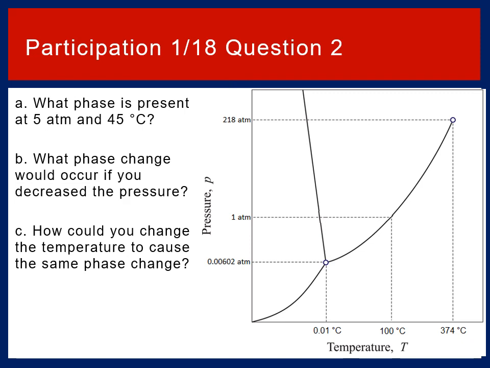Participation 118, question 2. I've got a phase diagram here, and I've got 3 questions about it. A, what phase is present at 5 atmospheres and 45 degrees Celsius? B, what phase change would occur if you decreased the pressure from this phase, this state? And C, how could you change the temperature to cause the same phase change?